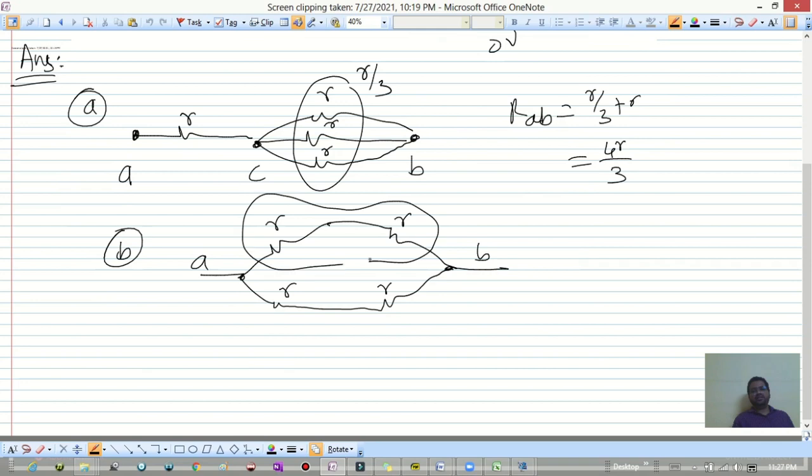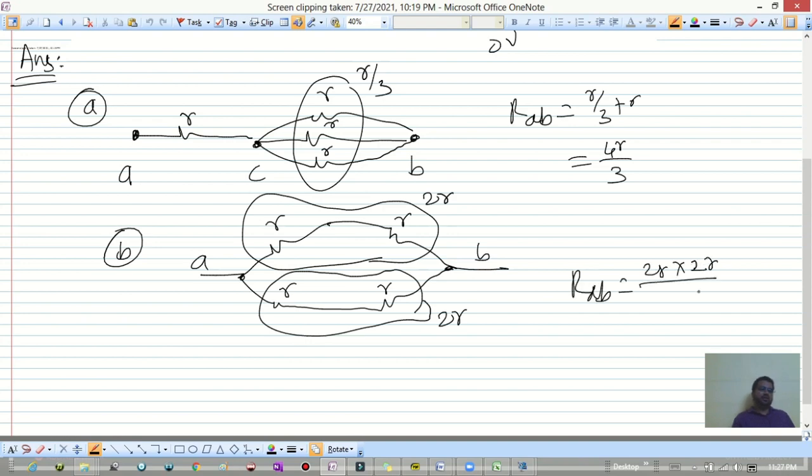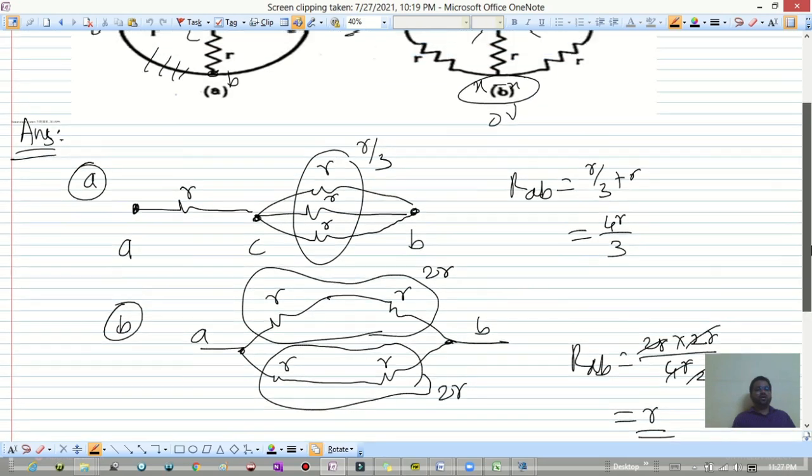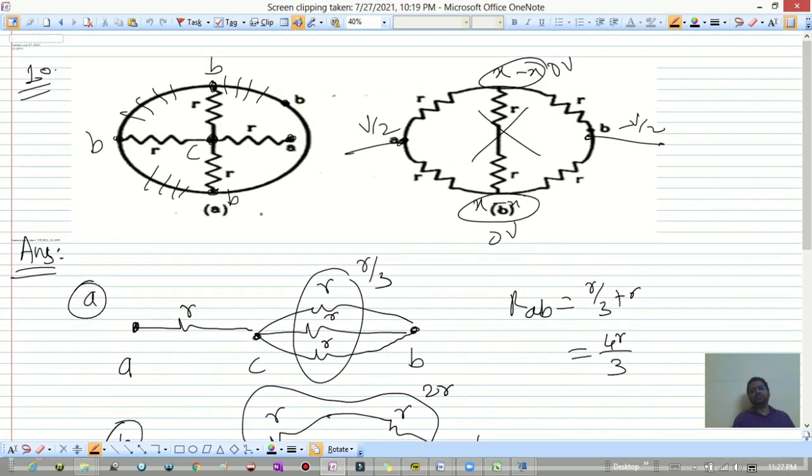So this R and this R, they are in series, so it will become 2R. This R and this R, they are in series, it will become 2R. So what is RAB? So 2R into 2R divided by 4R, so it will become 2 to get cancelled, so it will become R. So RAB for the second one is R, and RAB for the first one is 4R divided by 3. So it is 4R divided by 3, and this is only R. So I hope all these questions are clear to you all.